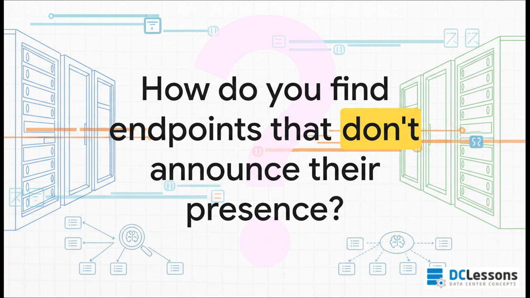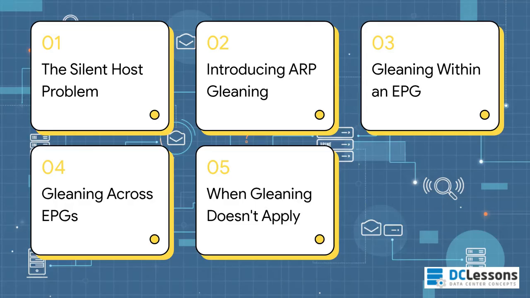You know the one, it's plugged in, it's powered on, but it just hasn't sent out any traffic yet. So as far as the network is concerned, it's a ghost. The big question is, how does a smart fabric like ACI find this thing without just blasting traffic everywhere the old-fashioned way? So here's our game plan.